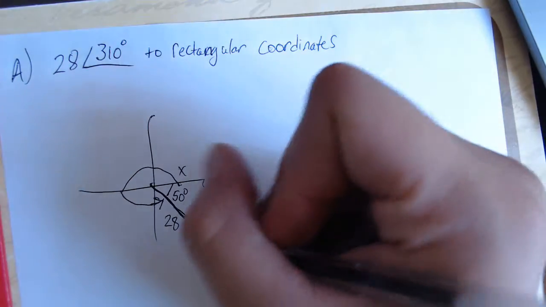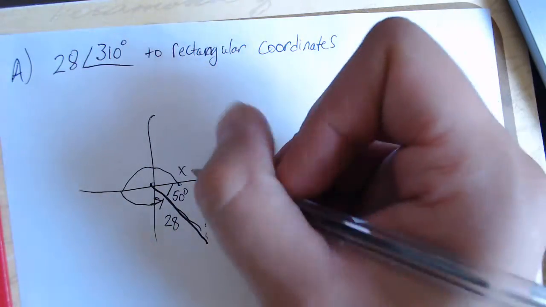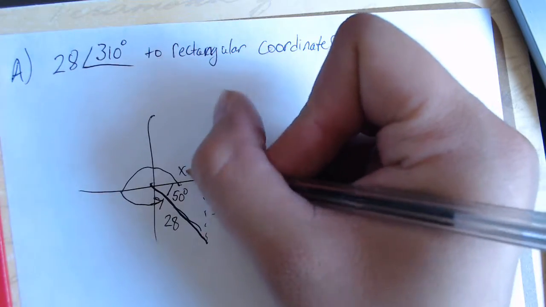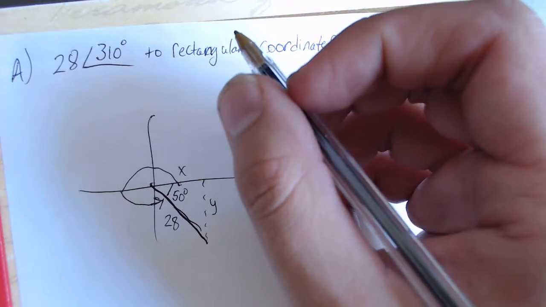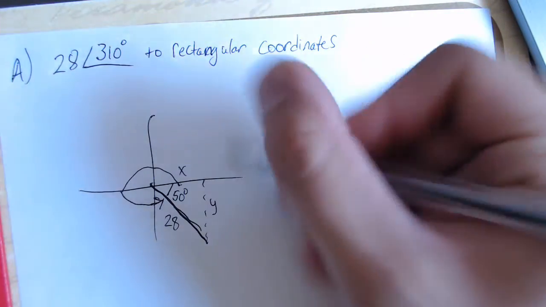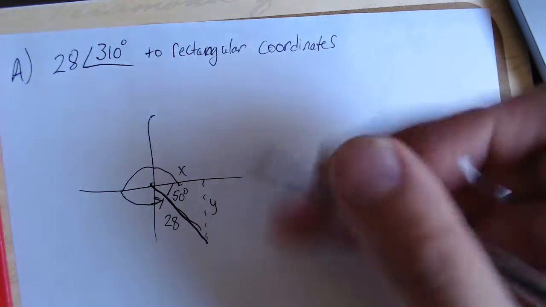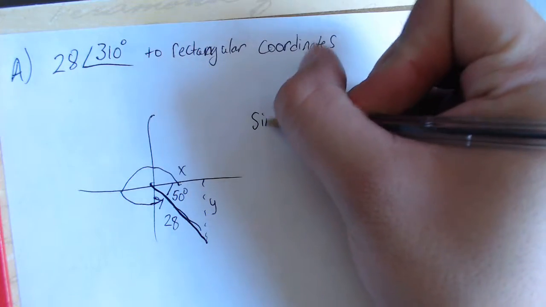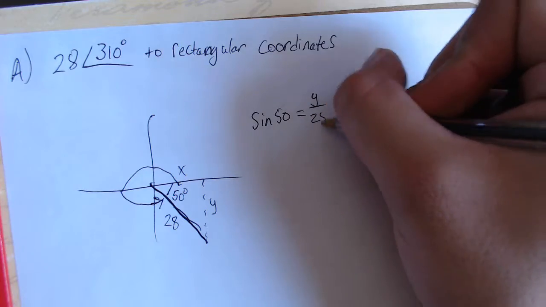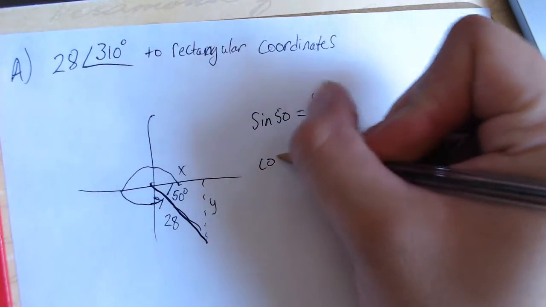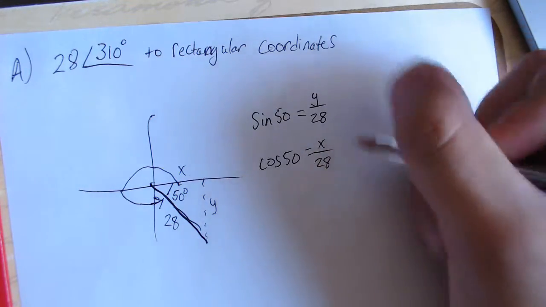And then from there, we can use our hypotenuse and our angle. We can use our SOHCAHTOA identities to find the adjacent side, or x, and the opposite side, or y. We're going to be using our sine and our cosine identities because they both use the hypotenuse. We'll start with the opposite since sine's easier. So we would have sine of 50 equals the opposite, y, over the hypotenuse of 28. And then cosine of 50 would equal the x side over the hypotenuse of 28.